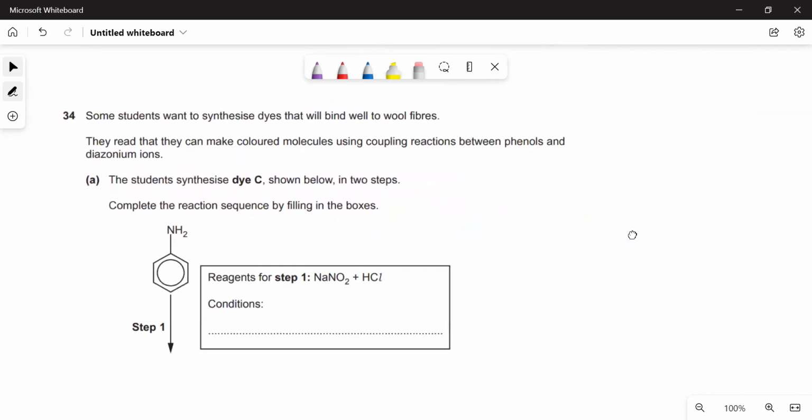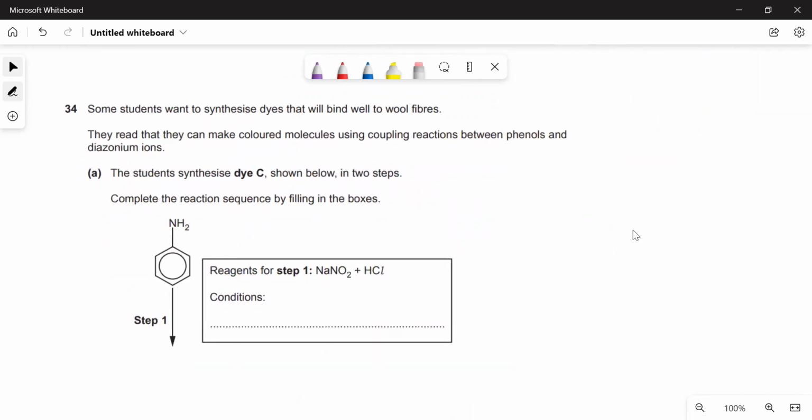Okay, so this is about diazo dyes, this question. They want to synthesize dyes that will bind well to wool fibers. So they're going to react, coupling reactions between a phenol and a diazonium ion, okay? The student synthesizes dye C in 2 steps, right? The first step, he's making the diazonium ion in this step, isn't he?